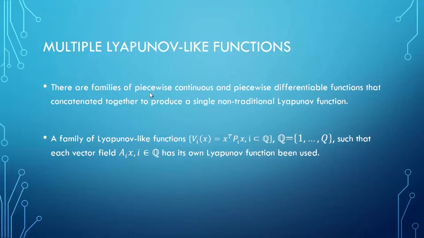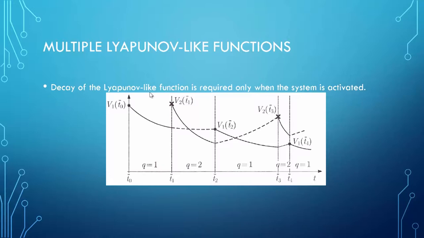So the way we say non-traditional is because the way we define the Lyapunov function is a bit different. So a family of Lyapunov-like functions is this. You have index i, and i is between 1 to q, a set of 1 to q, such that each vector field, which means each subsystem, has its own Lyapunov function. So if you have q number of subsystems, then you will have q number of corresponding Lyapunov functions. So the condition, the theory to use to prove stability, is this.